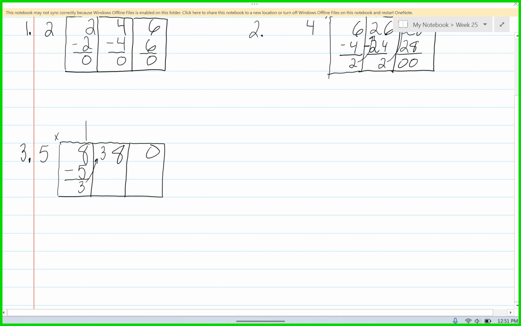What times 5 is going to get us close to 38 without going over? Can't be 8, because that's 40. What about 7? Yeah. 7 times 5 is 35, 36, 37, 38. That's 3. What's our next step? Bring it over. So it's 30. What times 5 is going to get us close to 30? 6. Exactly. So then we do 6 times 5 is 30. Subtract it, we get 0. And no remainder. All right.